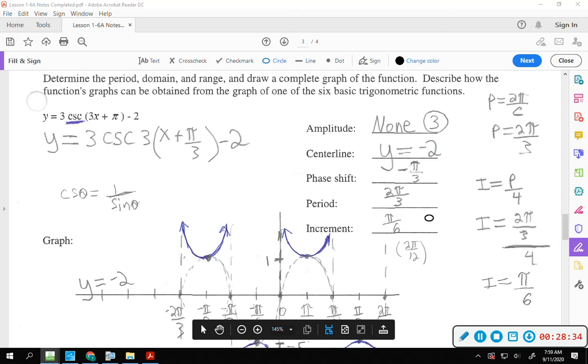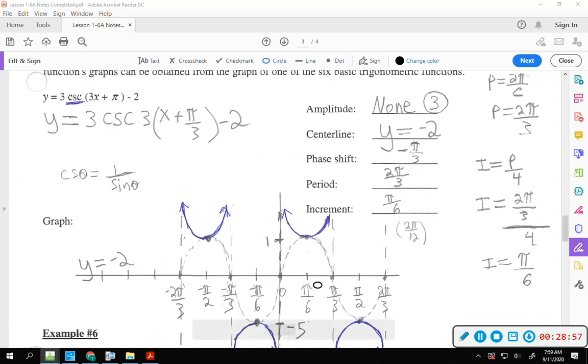A lot of students think the period is where we have to end up. That's not true. If I start at 0, this will be the angle that my graph ends. But if I have a different phase shift, the period is the distance from start to end of one period, or one cycle. So on this problem, we are starting at negative pi over 3. I'm starting here. This is the reciprocal of the sine function.